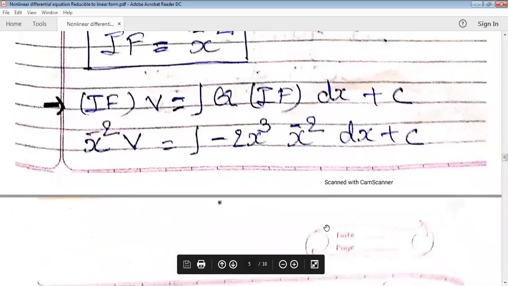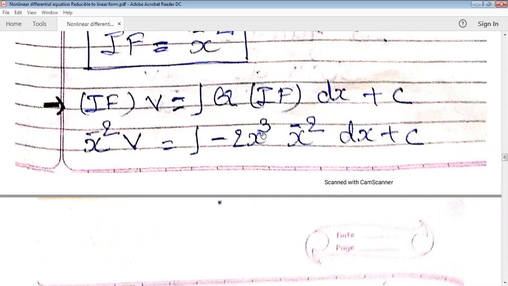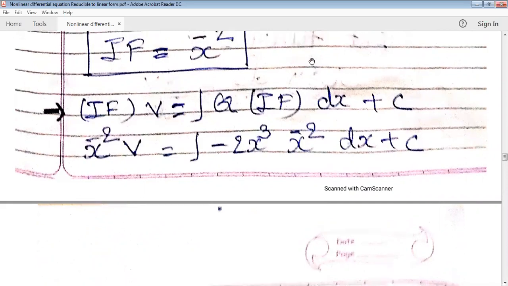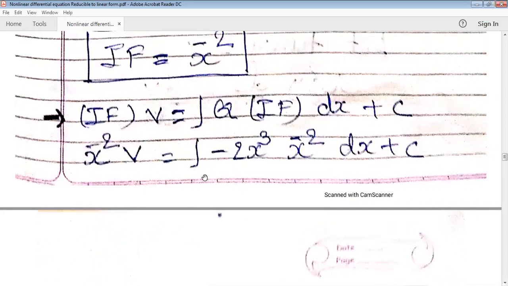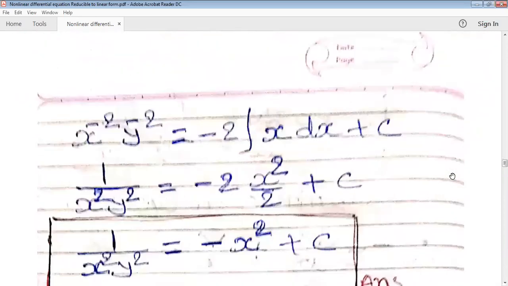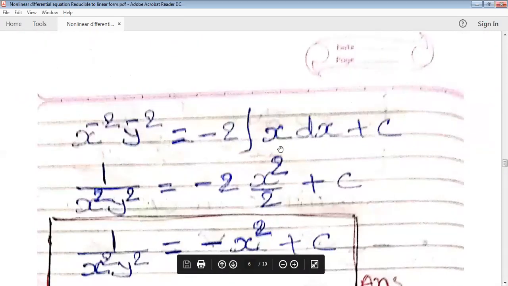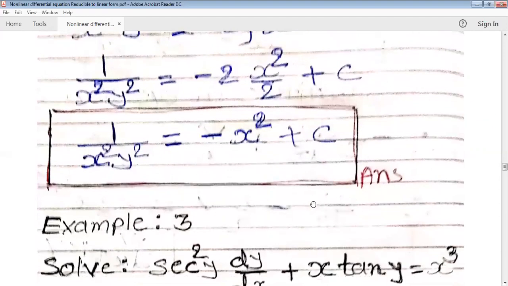Now our equation is in the linearized form in v. So integrating factor into v is equal to integral of q into integrating factor dx plus c. Our integrating factor is x raised to minus 2, our q is minus 2x cube. So we have integrating factor into v equal to integral of minus 2x cube into x raised to minus 2 dx plus c. By simplifying this, integration of x is x square by 2. Here both 2 are cancelled. So this is our final answer.